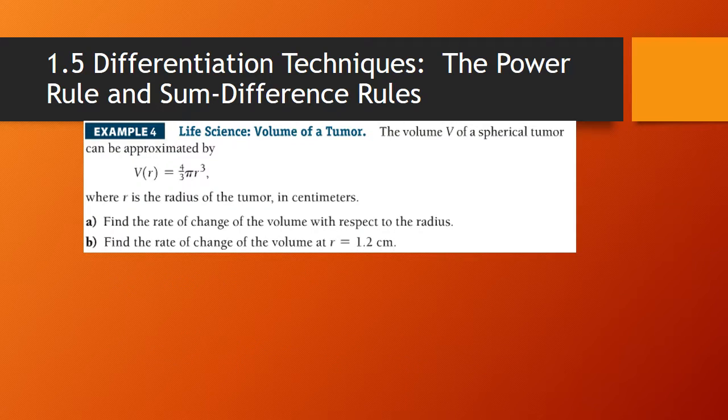All right, now we're going to have an application problem. The volume of a spherical tumor can be approximated by this equation. Find the rate of change of the volume with respect to the radius. In other words, take the derivative. Okay, instead of dy dx, this would be dV dr. And then find the rate of change of the volume at 1.2. In other words, once you found A, put in 1.2 for r and give a number answer. Pause the recording, give this a try, and resume to check your answer.